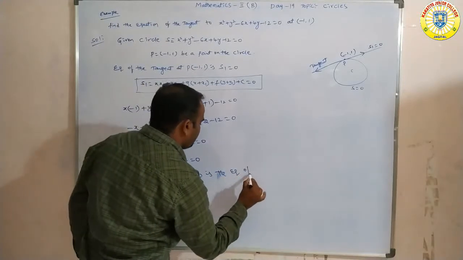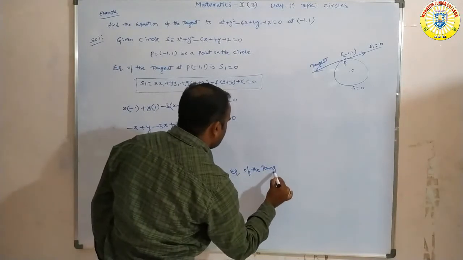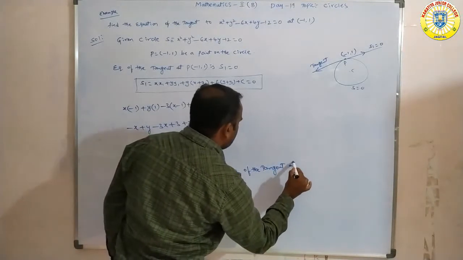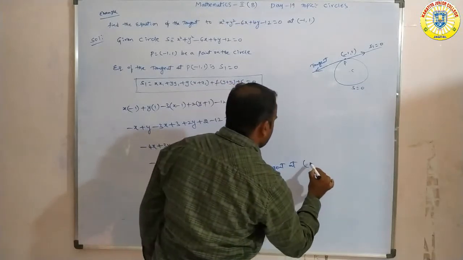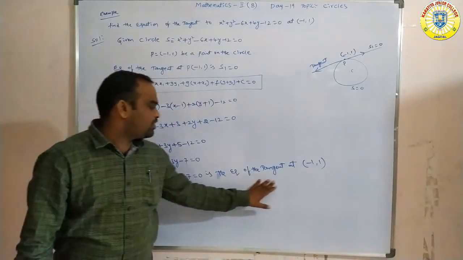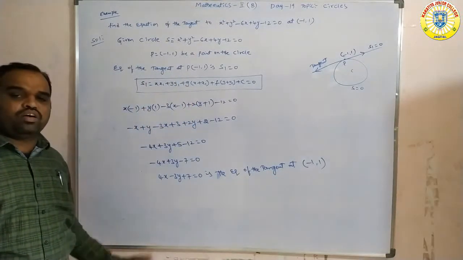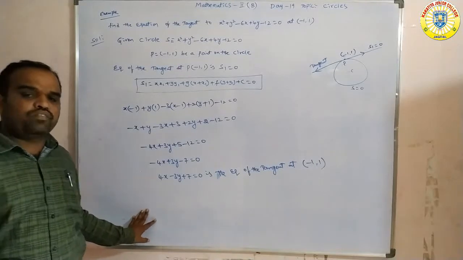Is the equation of the tangent at which point, sir? Minus 1 comma 1. This is the equation of the tangent at the point minus 1 comma 1. Okay now, all of you write on this one first.